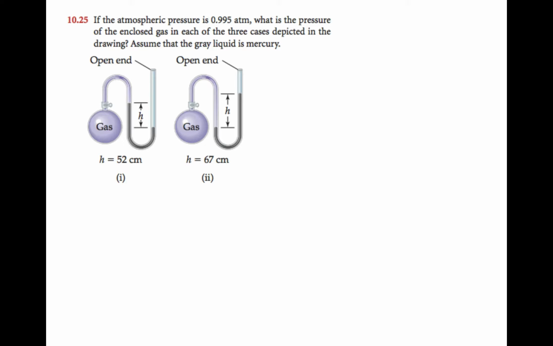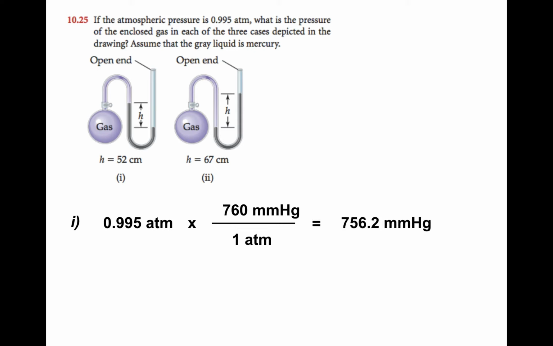All right, so the way this thing works, for both of them, the atmospheric pressure is 0.995 atmospheres. So I want to get it in millimeters of mercury in order to use this mercury column. And I want to get the mercury column in millimeters of mercury, right? 10 millimeters for every centimeter. So anyway, this is the pressure in millimeters of mercury.